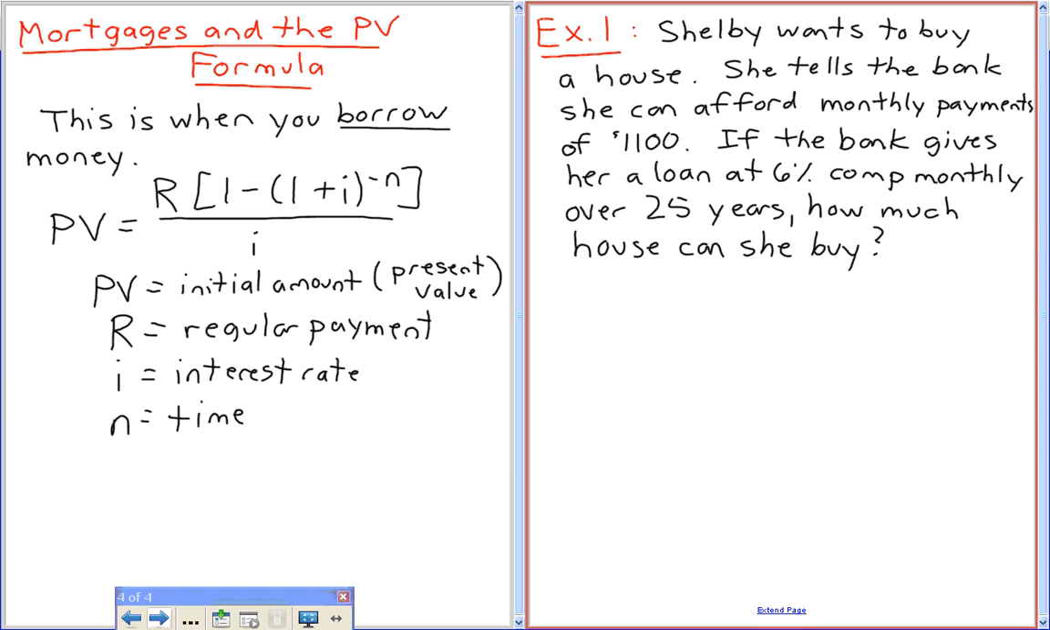So what I did when I bought my house, I went through the numbers in my head. I looked at how much I could afford, and I said, this is what I can afford. That's what this question is going to say. So for Shelby, she can afford $1,100 a month. That's what you're going to pay for your house. 25 years is the standard mortgage. 25 years is sort of the magic number banks use.